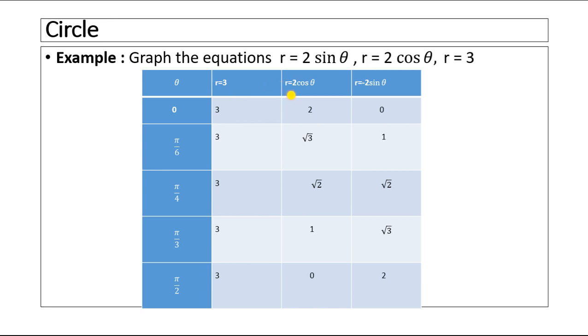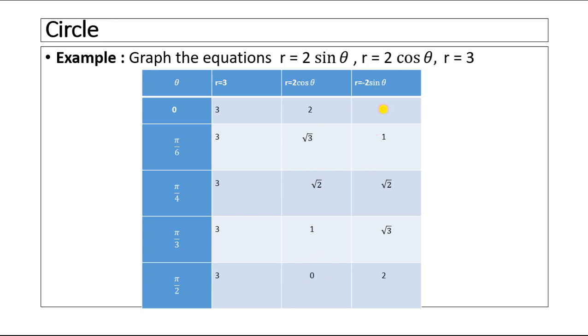If I want to sketch r = 2 cos θ: if θ = 0, cos 0 = 1, so the result is 2. Cos π/6 is square root of 3 over 2, so the result is square root of 3. π/4, cos is 1 over square root of 2, so the result is square root of 2. π/3, cos is half, the result is 1. π/2, cos is 0.